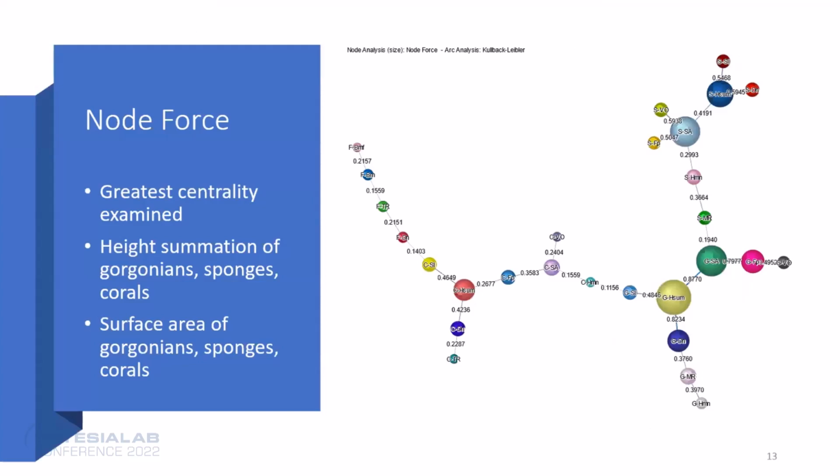And so our final step with the maximum weight spanning tree network with 0.8 structural coefficient was looking at the node force. The node force is graphically represented by the size of the different nodes in this figure. Basically it tells you the strength of the connections and the number of connections that each node has. This is also known as examining the centrality of the nodes. Across the taxa, the height summation and the surface area of gorgonians, sponges, and corals tended to have the greatest node force. And the fish variables, which you can see extending out to the left, seem to have lower node force within the entire network.